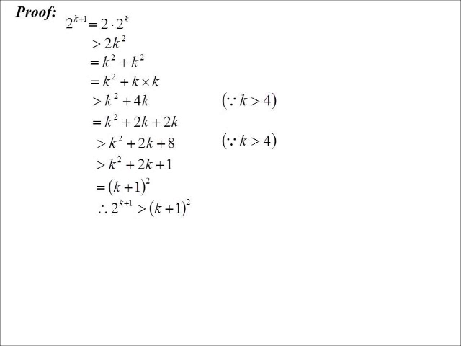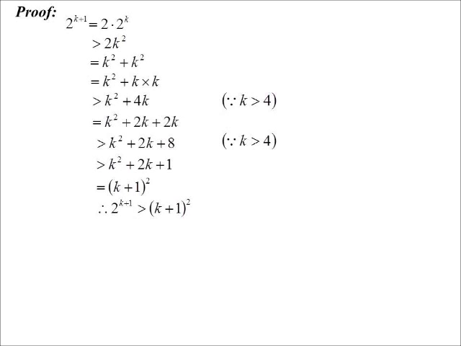Now, be careful with your notation as you're going down. Notice I'm saying this line is greater than the next line, or I'm saying this line is equal to the next line. So as I'm reading down, I'm saying 2 to the power of k plus 1 is equal to this line, which is greater than this line, which is equal to this line, which is equal to this one, but that's greater than this one. Equal, greater, greater, equal. So therefore, the whole thing is greater.